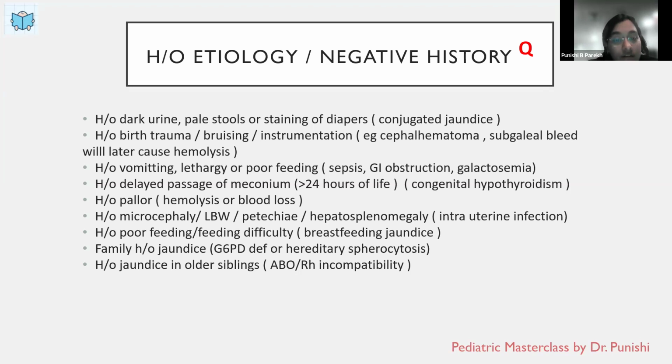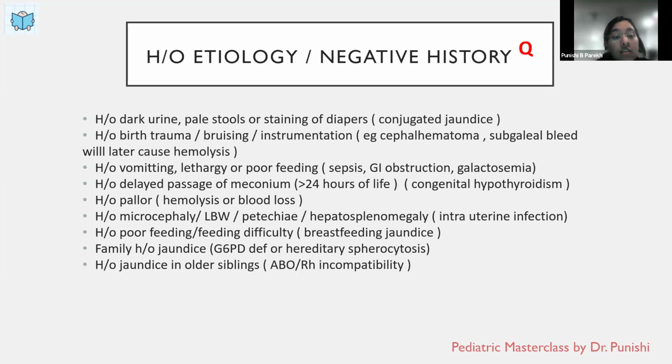Now for intrauterine infections like TORCH. Other than jaundice, these kids also have microcephaly, low birth weight, petechiae, and abdominal distension because of hepatosplenomegaly. So if you have a child who's presenting with jaundice and you're suspecting an intrauterine infection, these are another set of questions that you need to ask the mother, whether he has any skin rash, fatigue, abdominal distension, or the child is low birth weight.